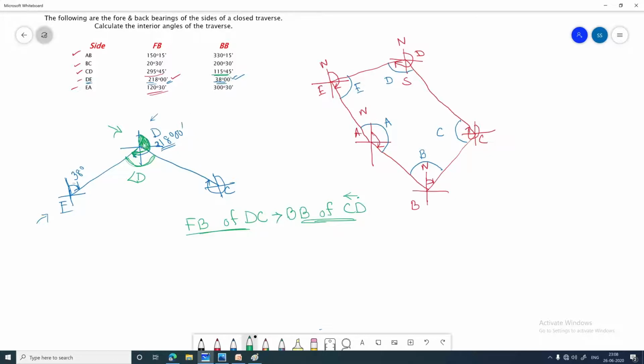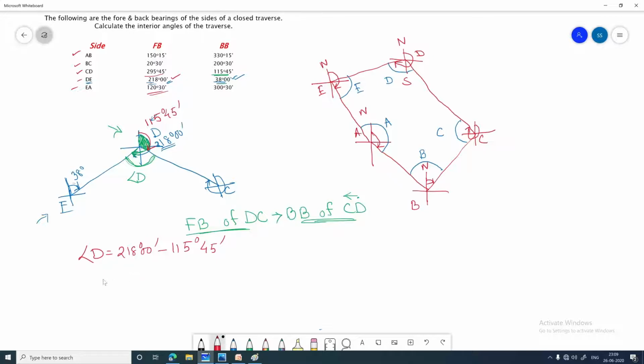45 minutes. That means this shaded portion, if I change the color, up to this portion, the angle is 115 degrees 45 minutes. Okay, now definitely angle D will be the total angle, that means the forward bearing of DE. The forward bearing of DE is 218. So angle D will be 218 degrees 00 minutes minus 115 degrees 45 minutes. So this is the value of the angle D.